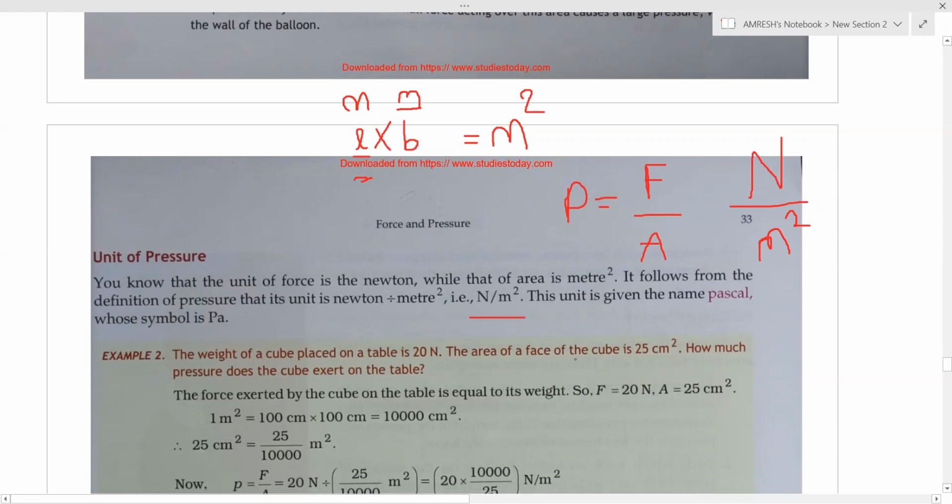Newton divided by meter square. And this is also called Pascal, Pa, Pascal.